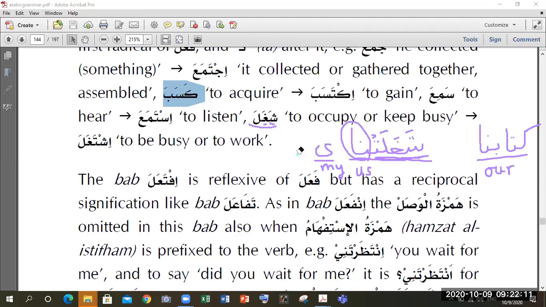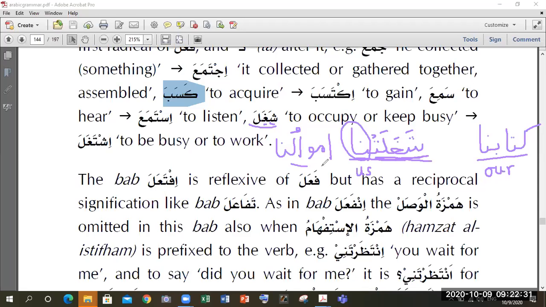So I'm just erasing this. She kept us busy. Now we'll see what kept them busy. Now the next is amwaluna. The verse which she read. Amwaluna. Now we are saying that she kept us busy.